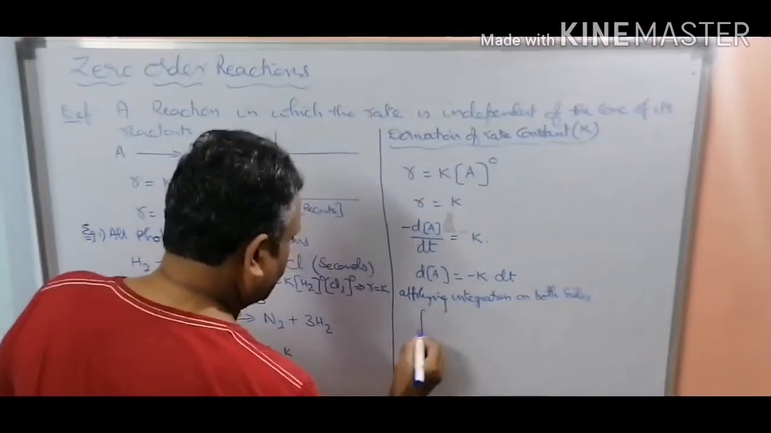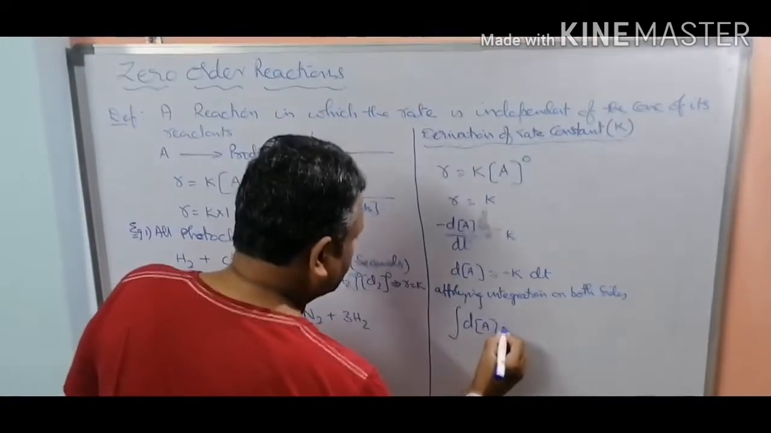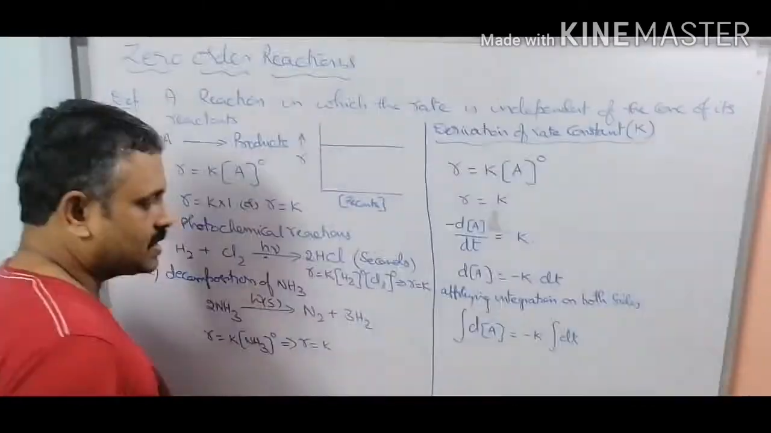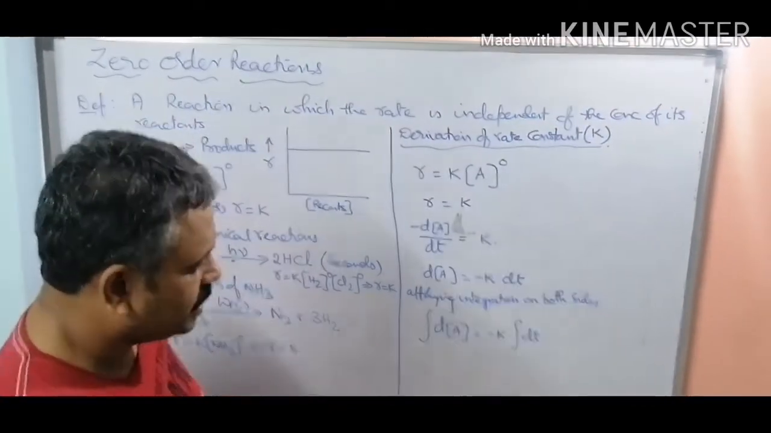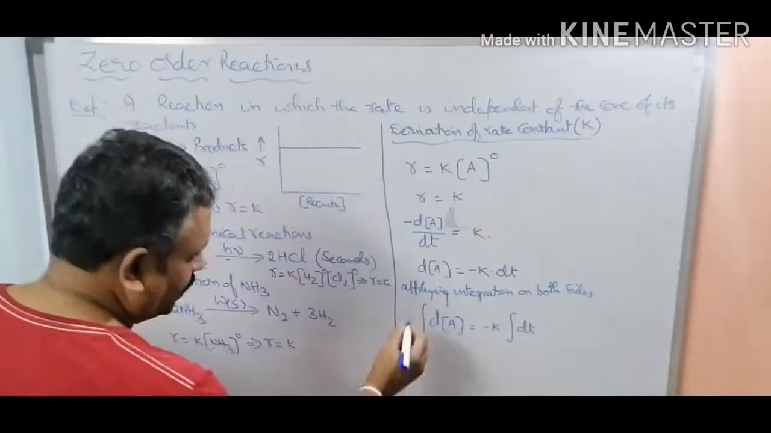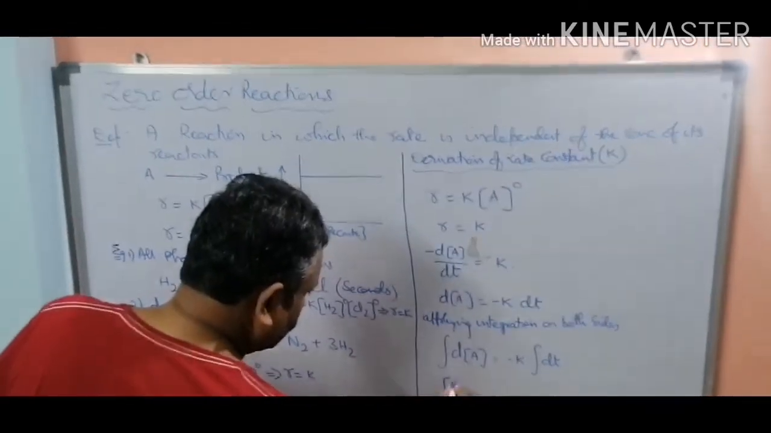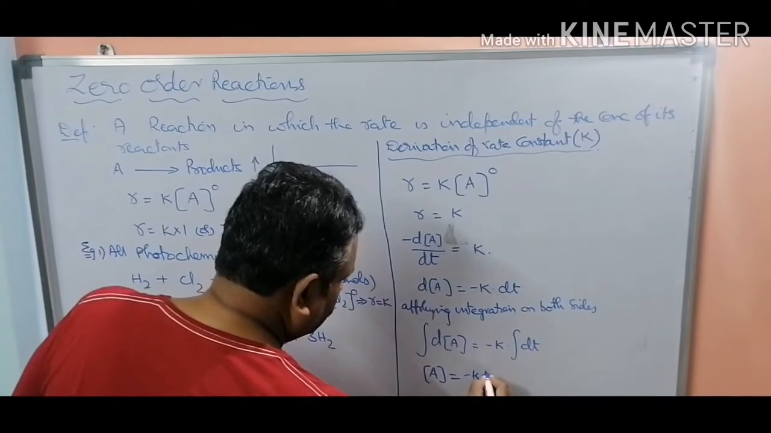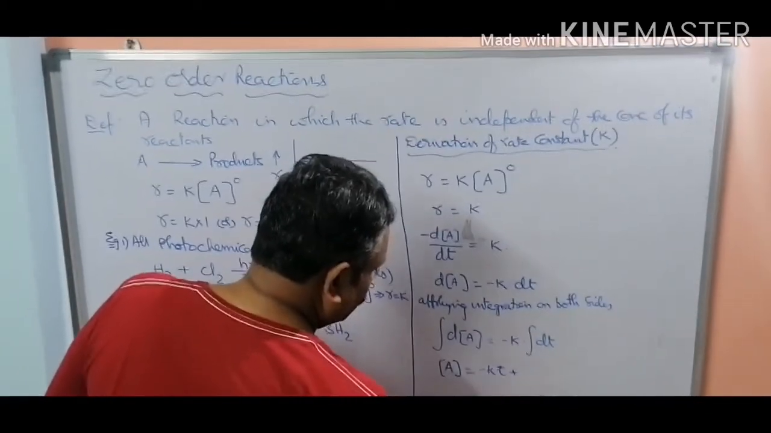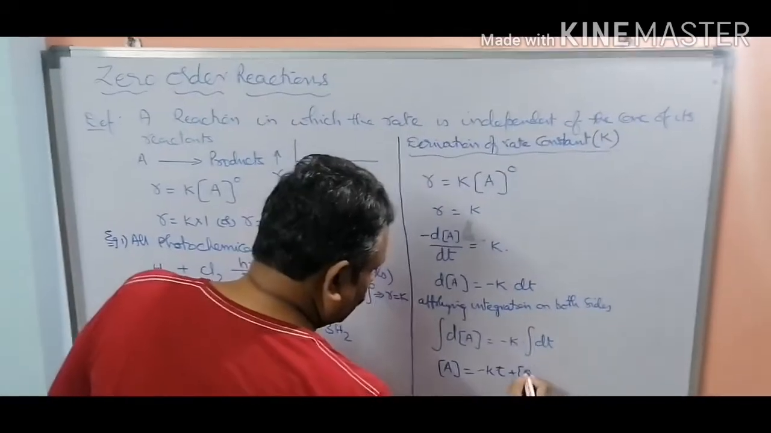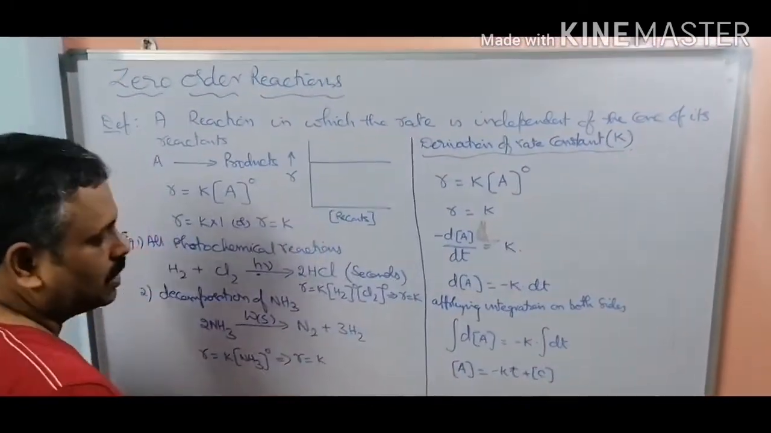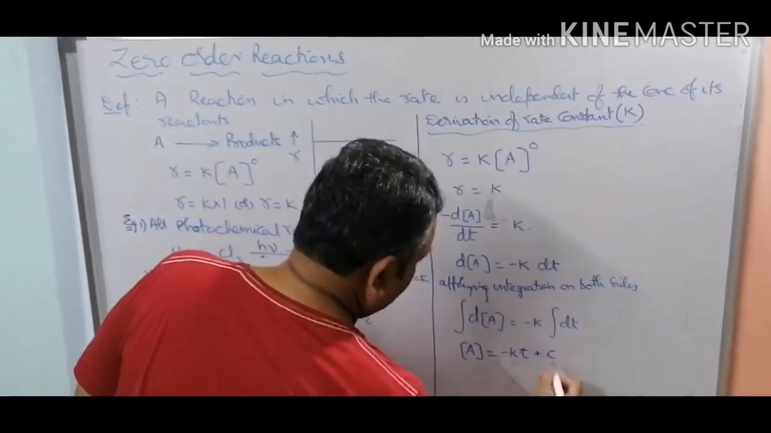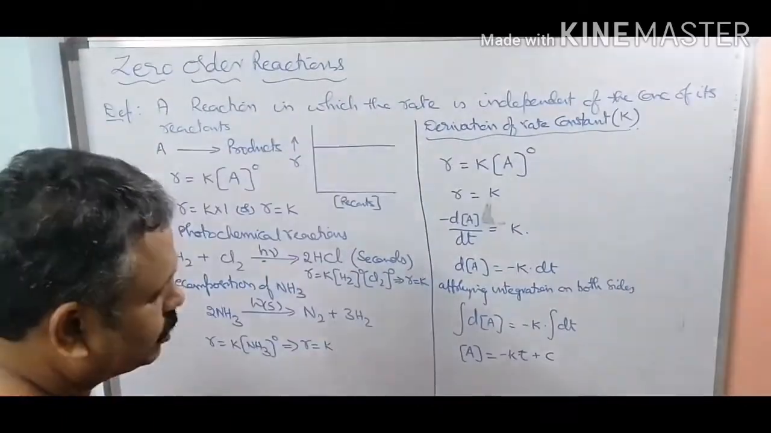Integration on both sides. So the integral of d[A] is nothing but minus k times the integral of dt. In our previous classes we also told that integration and differentiation are two opposite mathematical operations, so they cancel each other mutually. So the concentration of the reactant [A] is nothing but minus k into t, and to exactly match the integration value we have to introduce a constant C also. It is not the concentration of C, so it becomes [A] = minus kt plus C, where C is called the integration constant.